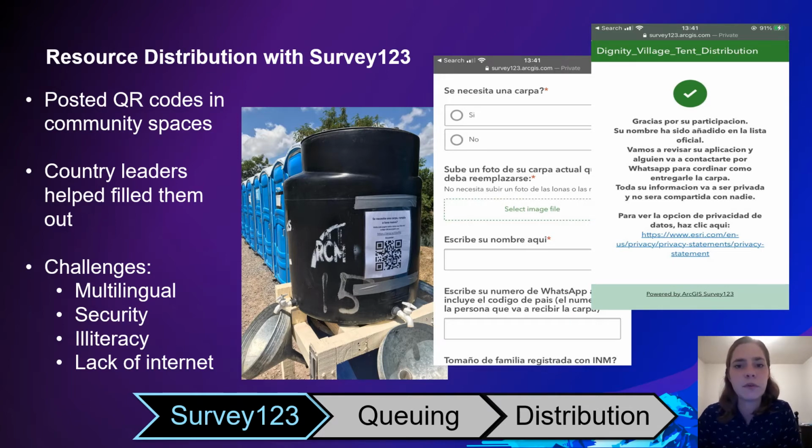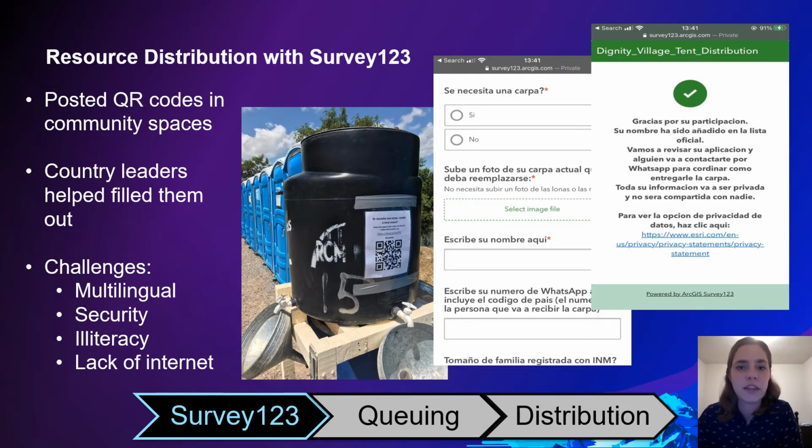Additionally, when working with vulnerable populations like asylum seekers, you're often met with resistance when it comes to distributing personal information such as phone numbers and full names. So there were some people who were unwilling to put that information on this online platform.